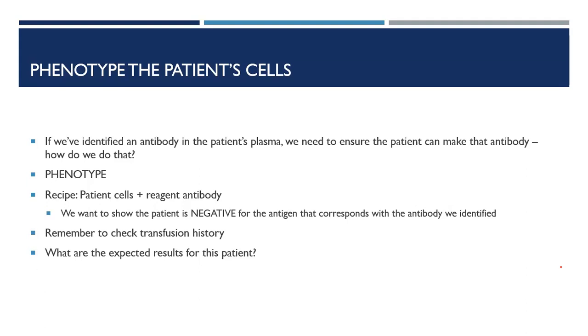The other thing that we want to do is remember to check the transfusion history. Most transfusion services do not like to perform antigen typing on a patient who's been transfused in the last 3 months because of the presence of a dual cell population, and you'll likely get unclear results. So in the case of this patient, if you think back to the transfusion history, he was last transfused 2 years ago, so well outside the window. We could perform a phenotype on this patient's cells, and in this case, we would expect this patient to be negative for the big C antigen.